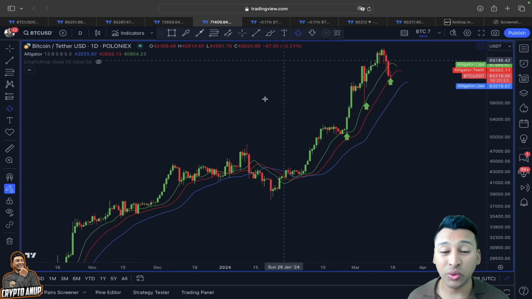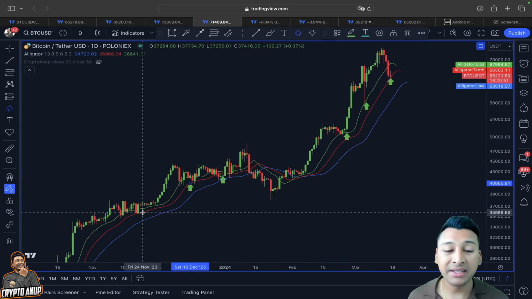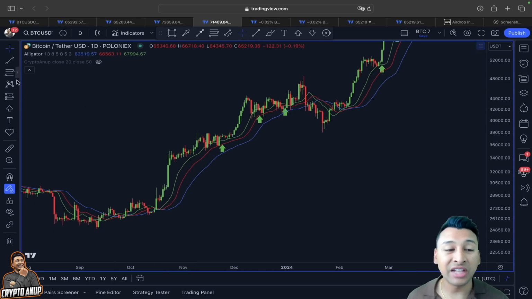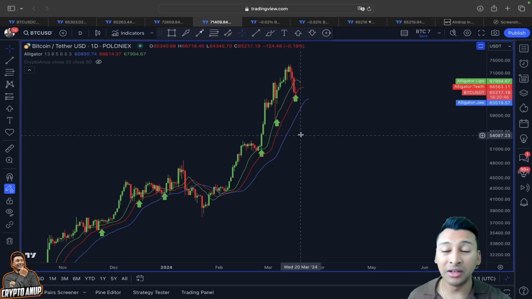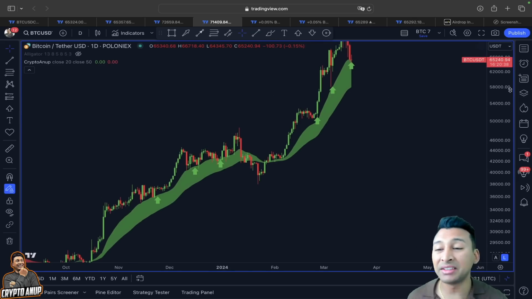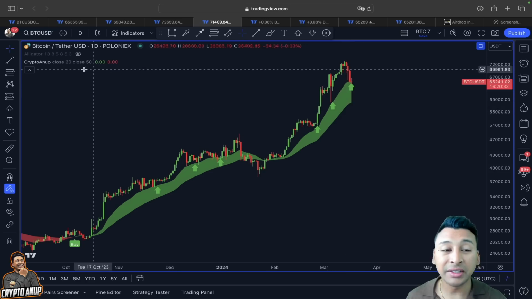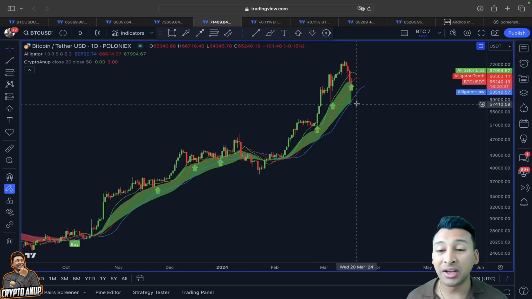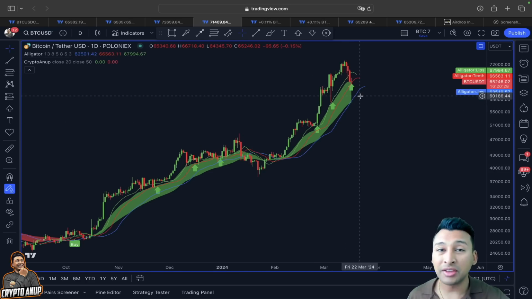Not just once, not just twice, it has acted as support plenty of times during the uptrend. So we are still above this Williams Alligator indicator, and along with that, even our private indicator, CryptoAnup buy sell indicator. You can see this indicator along with the Williams Alligator indicator is still holding the price above 60,000.